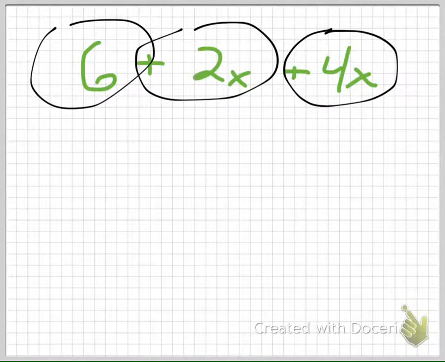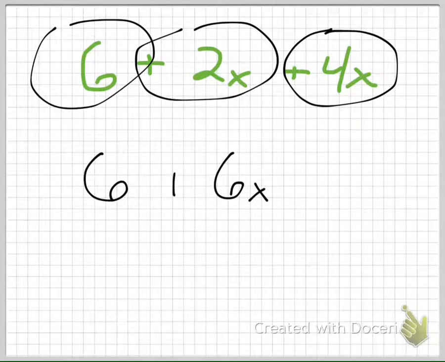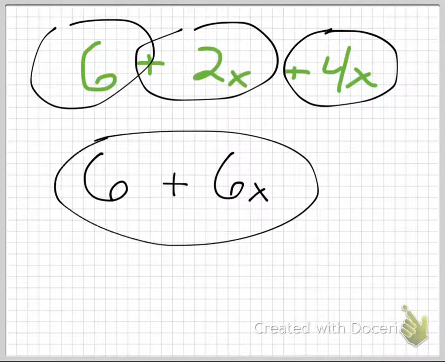Can I combine anything here? Yes. What can I combine, Gigi? 2x. So I have plus 2x plus 4x. What's 2x plus 4x? 6x. And then I have a 6 out front. 6 plus 6x. Can I combine those two? Why not? Because they aren't like terms, right? You can't combine them. They're not like terms.